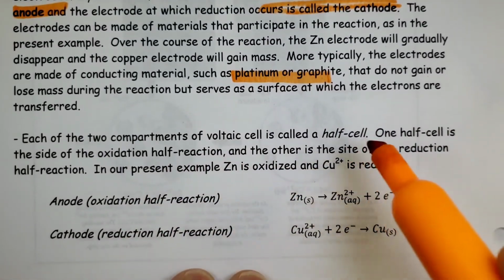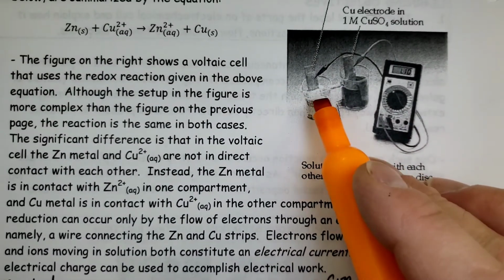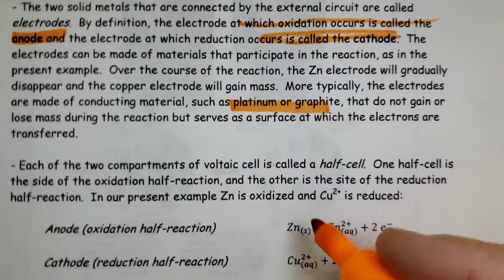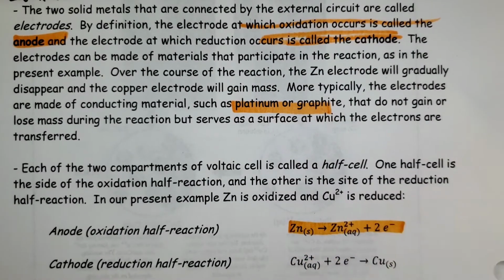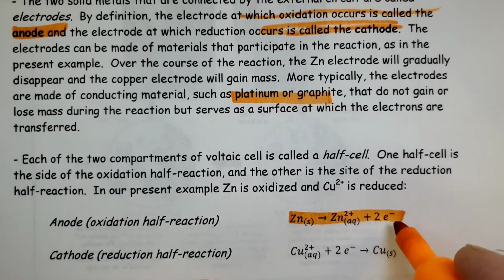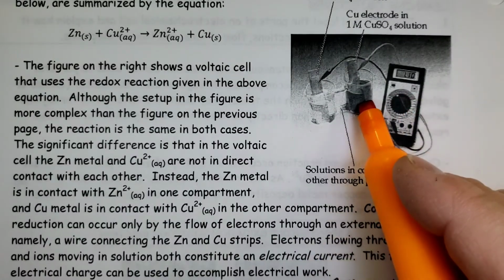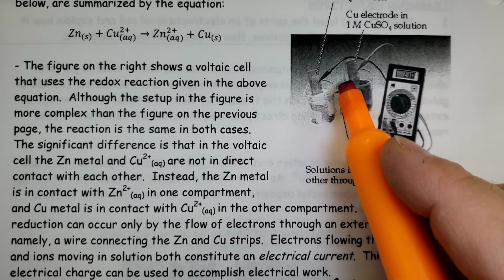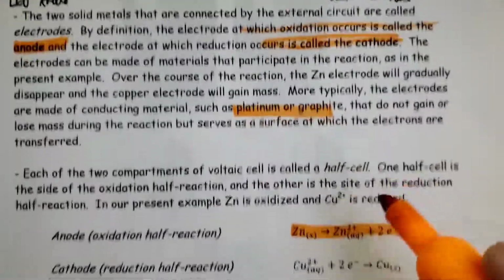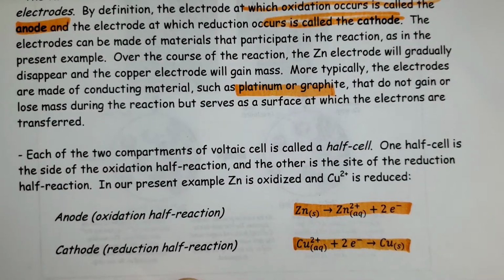Each of the two compartments of a voltaic cell is going to be a half cell. So at the anode area, where electrons are lost by the anode, that's where the zinc solid is breaking down into zinc ions floating around in solution and giving up electrons. And at the cathode, we have the copper ions receiving electrons and depositing on the strip there. So we have that happening.